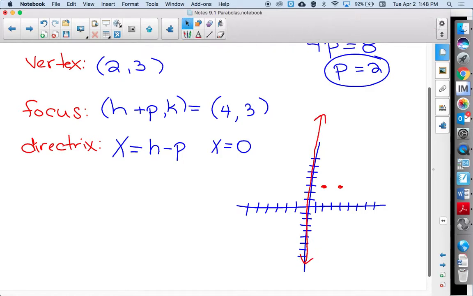The parabola should never cross the directrix. It needs to open toward the focus. So here's the problem with what we have done so far. We don't know how wide the graph is. So it could be really narrow, or it could be a wide graph. And we have to figure that part out.